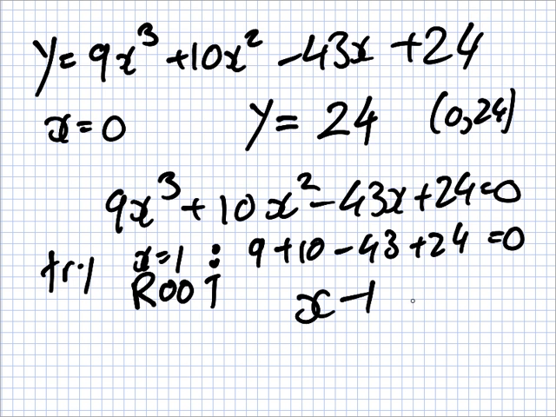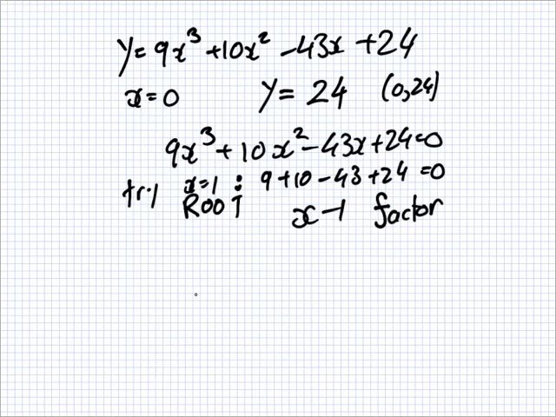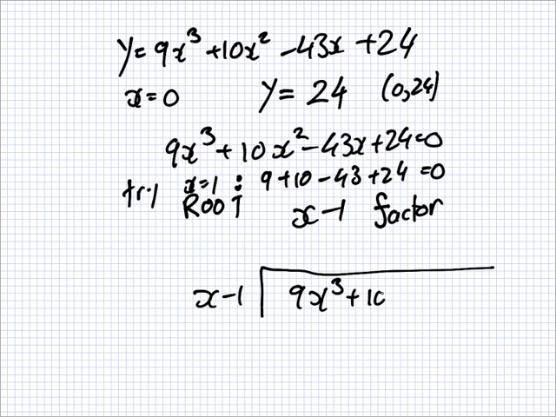What's that called? x equals 1 is called a root, and x minus 1 is called a... what's the first letter? Factor. Yeah, factor. So what do we do with this factor? Long division. Yeah, I think this is a good practice of long division. 9x cubed plus 10x squared minus 43x plus 24.